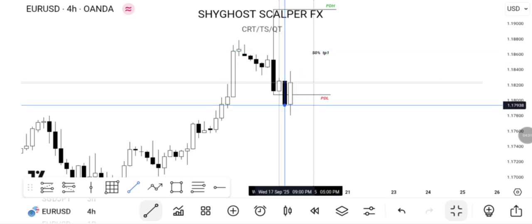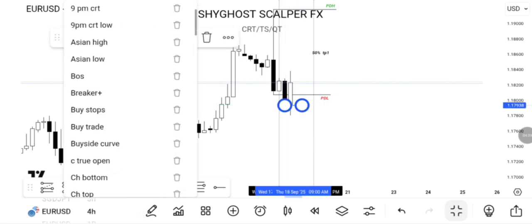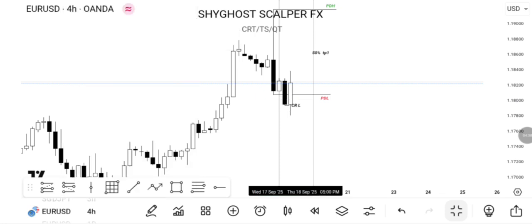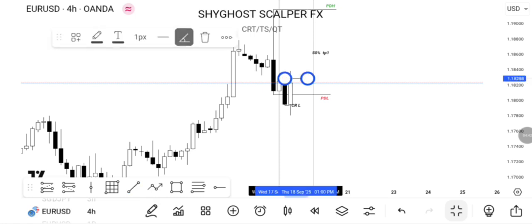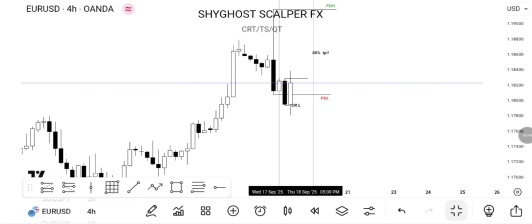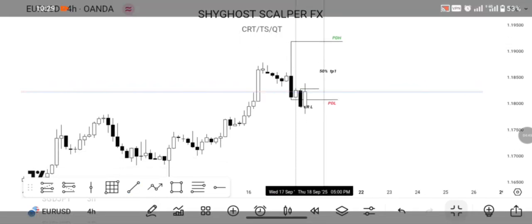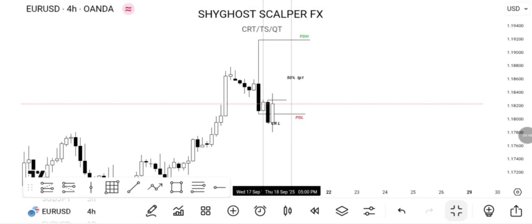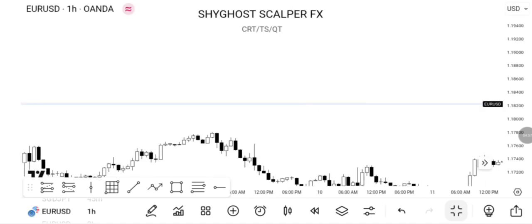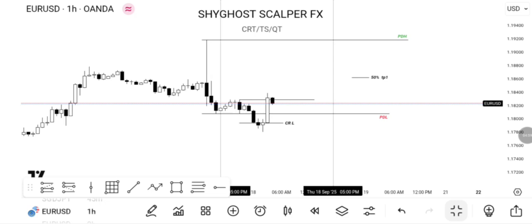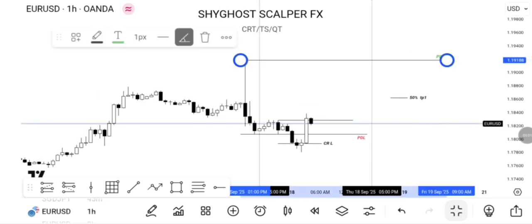So this is gonna be our H4 CRT that got swept by the 1 a.m., right? So here it's our CRT low, CRT high. So we got our H4 confirmation. So I'm gonna drop down where? H1 time frame. Now we're looking for what? The same thing. We're looking for a CRT low, CRT high, and then a sweep.